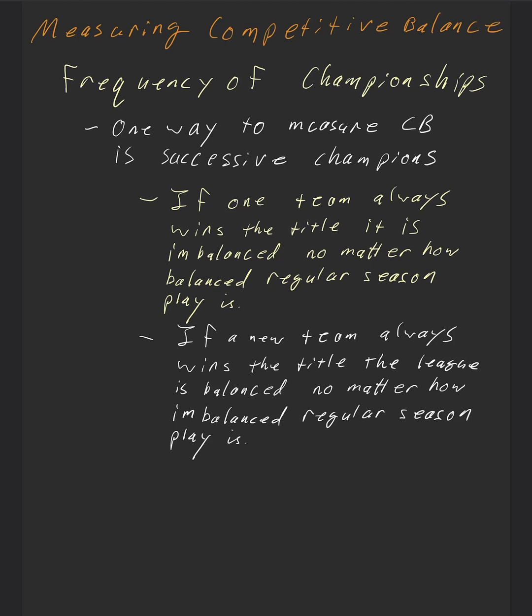So if one team always wins the title, it doesn't matter how balanced regular season play is, that league is fundamentally imbalanced, right? So if one team wins the championship year in, year out, but they beat a different team every time in the title game, that's just obviously imbalanced. On the other hand, if a new team always wins, even if regular season play is super imbalanced, that league is by definition quite balanced. So frequency of championships is an important metric for measuring between season variation in competitive balance.